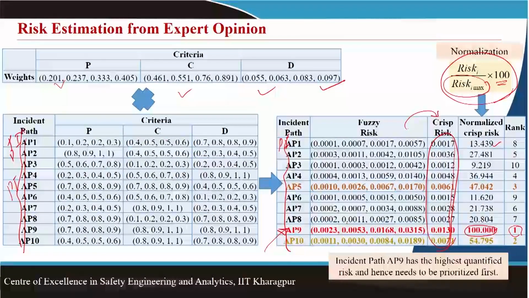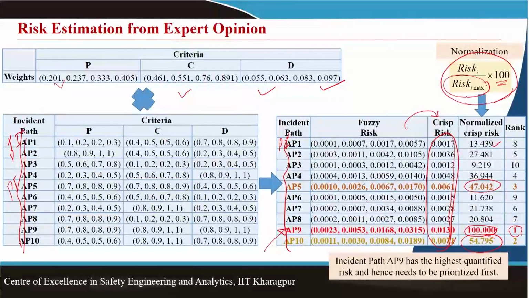That decision means AP9. Then what is the second one? The second one is AP10. Now what is the third one? The third one is AP3. Suppose I don't have enough budget for attacking all those paths. So where to attack? AP9 is to be attacked first. So this kind of decision is important, and now you can extend this further.